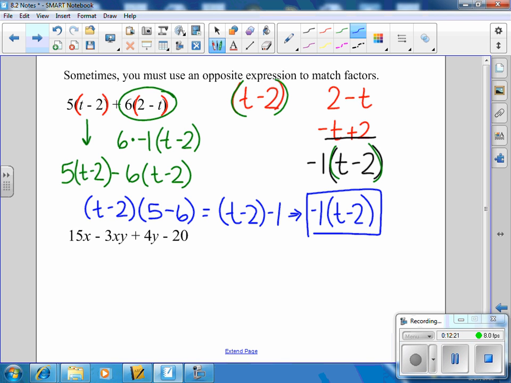All right, the last problem, try on your own. You have to go from start to finish, and you might have to do this opposite expression thing. Pause the video, and I'll have the answers up when you hit play.